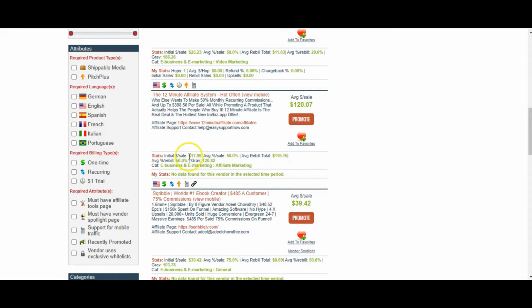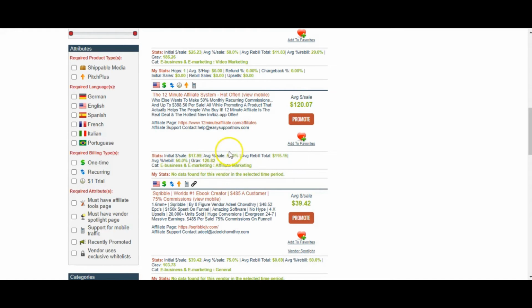It is mobile friendly, and there are links. So we have a look. The initial sale is $17, the average sale percentage is 50%, which is what you will make, and the average rebill total is 115. The average sale is 120, so what we're looking for is quite a high gravity score.